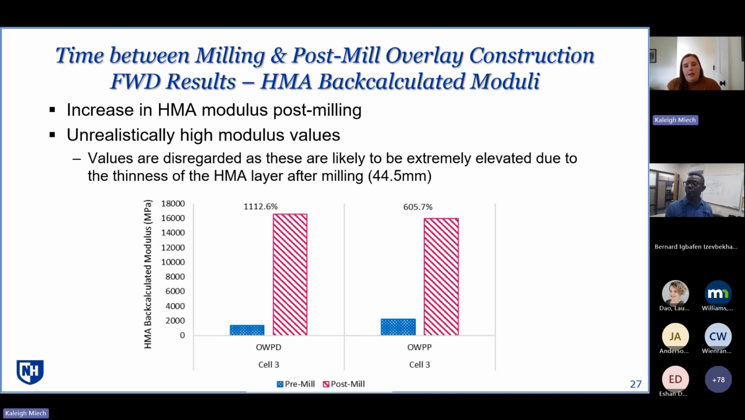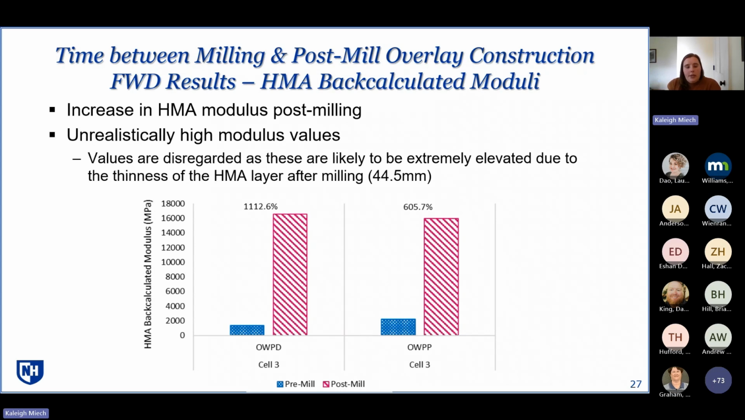Here we have the FWD results. They were only collected for Min-Road Cell 3 and not Min-Road Cell 4. So Min-Road Cell 3 correlates to the cores collected directly after milling. We can see that the post-milling back-calculated HMA modulus values are also unrealistically high for this cell. So these values are disregarded like in cell 2 because they are likely extremely elevated due to the thinness of the HMA layer that remained after milling, which was only 44 millimeters.